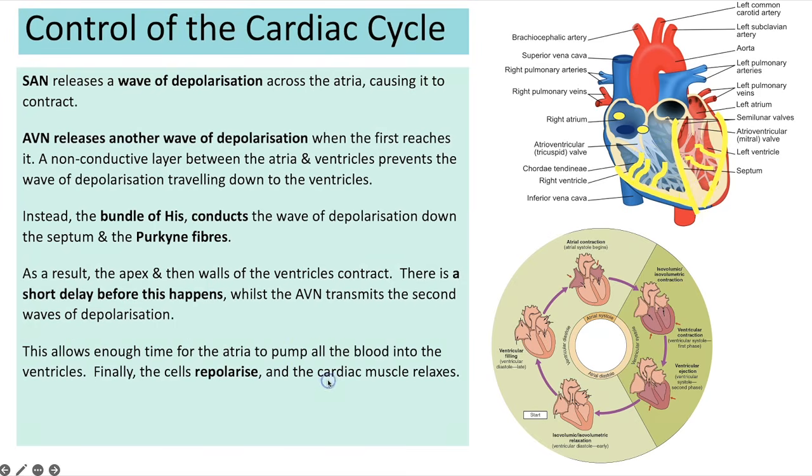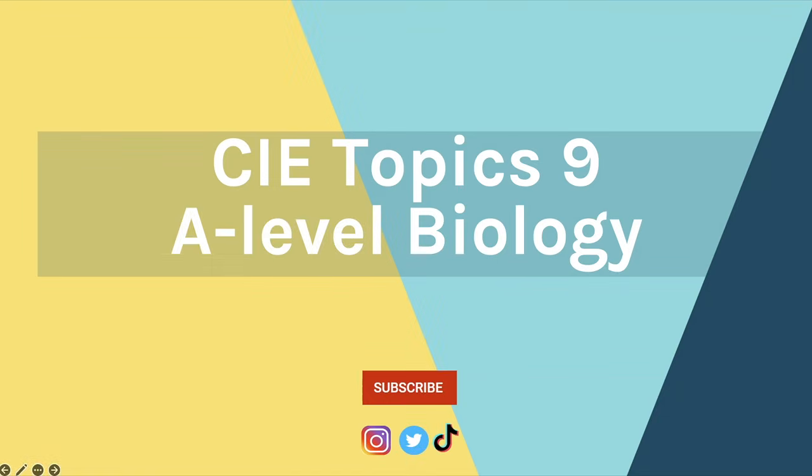And that then means it will contract from the bottom all the way up the walls of the ventricles, and it should force out all of the blood from the ventricles. Then we get to this diastole stage, and that is when repolarization happens, and that is when you don't have that electrical activity anymore causing the muscles to contract. So instead, all of the cardiac muscle relaxes.